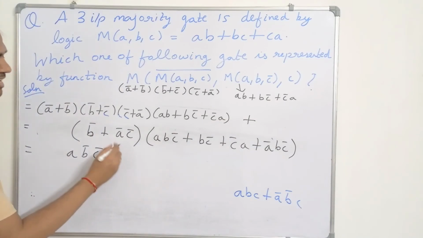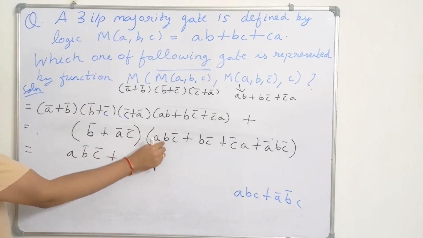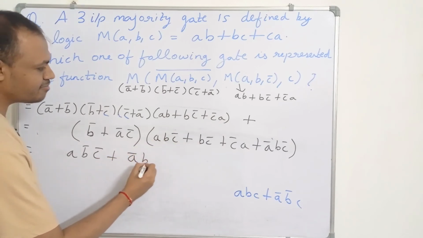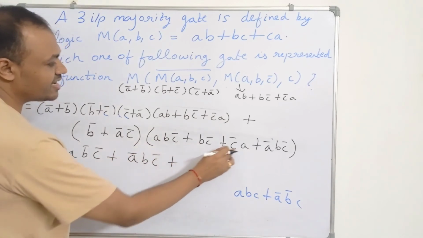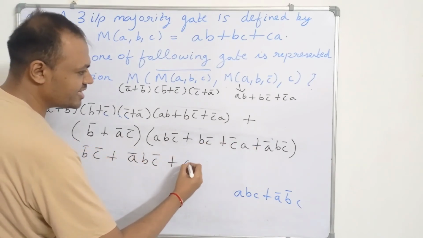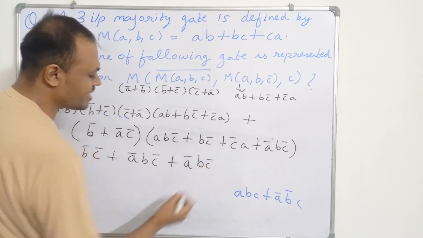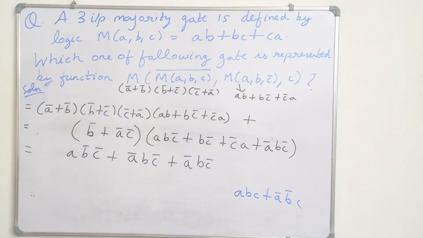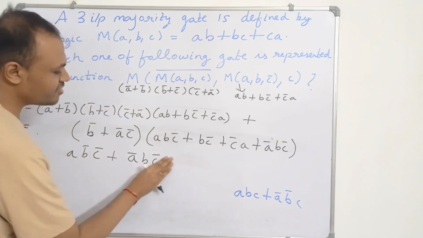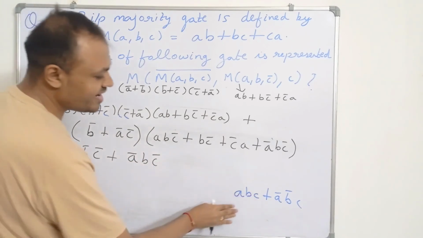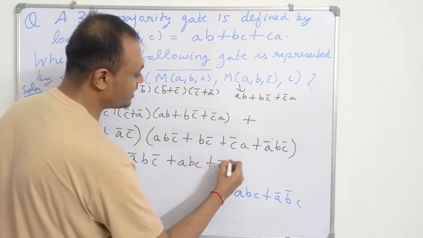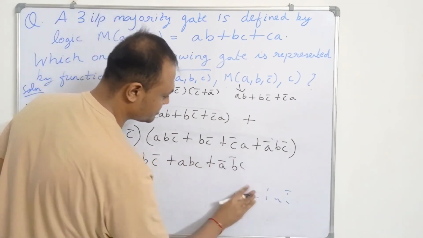Then we will multiply A bar and C bar with this. A bar C bar multiplied with this will be 0. Then this will give A bar B C bar. Then again A bar multiplied with this will be 0. Then again this will give A bar B C bar. So A bar B C bar and A bar B C bar, these two terms are the same, so we write them once only. Then we will add now these terms: plus ABC plus A bar B bar C.